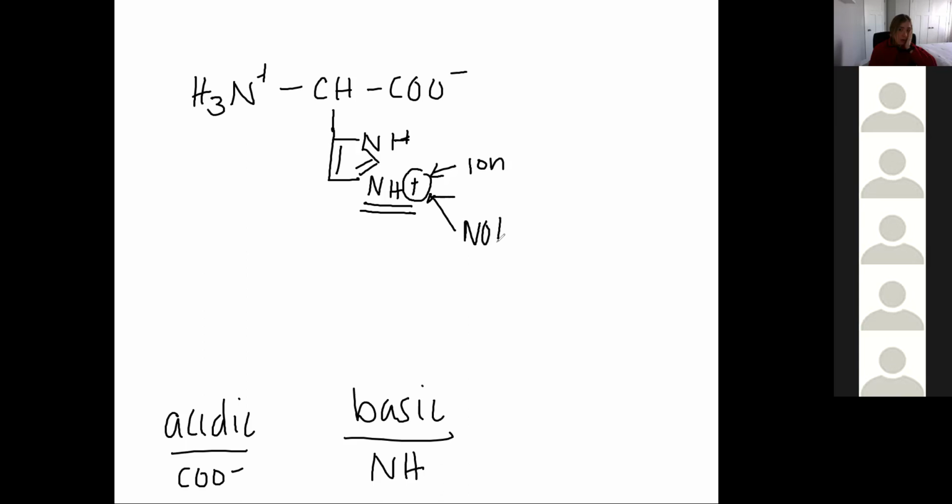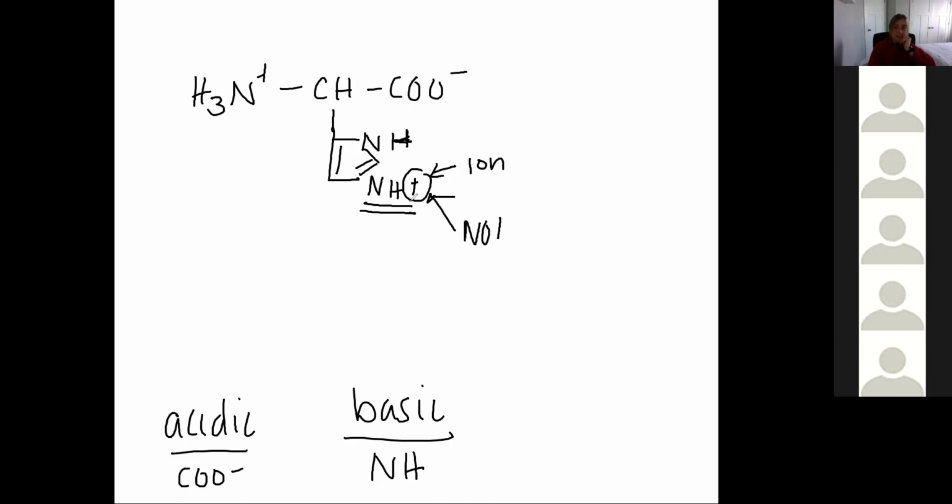No, it's not neutral because it has a charge. That's why we use histidine in a lot of things. Overall, histidine is a charged molecule. It has an NH and an NH plus.